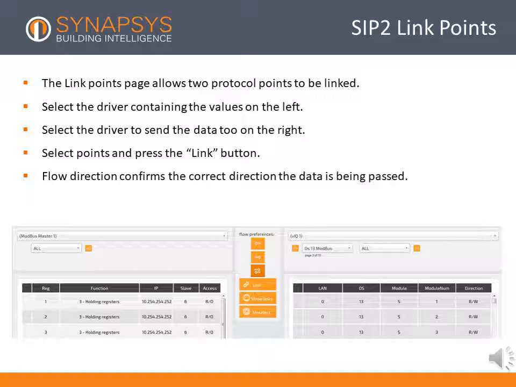To select multiple points at once, the Shift button can be used. Hold Shift and select 2 points to select all in that range. Another shortcut will allow all points to be linked in one go. Ensure no points are selected and press the Link button to link all points in the order they are currently in.